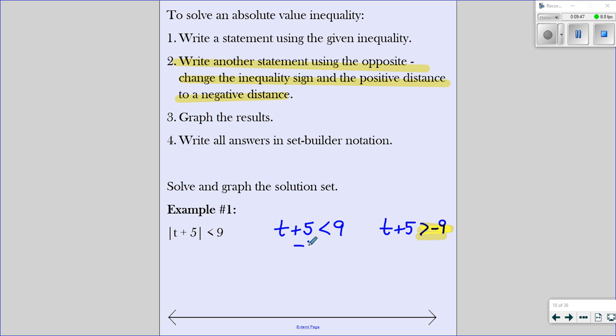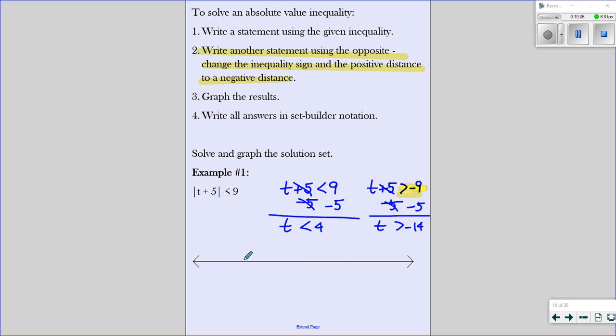So then you just straight solve the inequality. You would subtract 5 on both sides. This cancels out, and then you would have 4 for this one. And for this one, subtract 5 on both sides, cancel, and then you'll have negative 14. All right, so now I'm going to put my two numbers on the number line. So I have negative 14 over here, and then I have 4 over here.